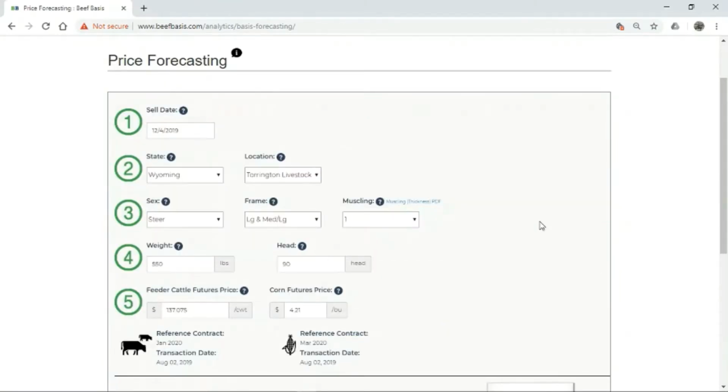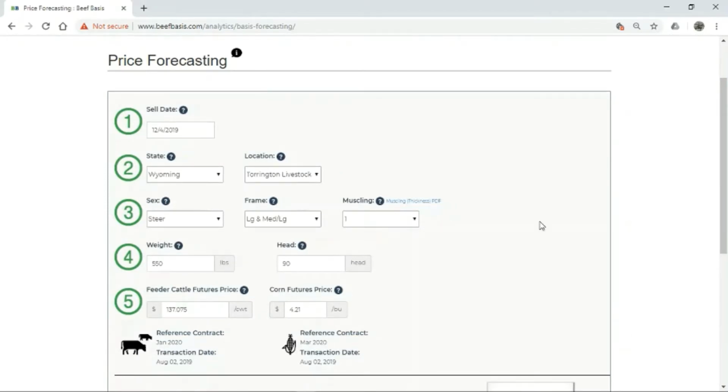The price forecasting tool is designed to help you understand the relationship between feeder cattle futures, corn futures, and price expectations of the calves that you plan to sell. The ultimate reason this was developed was to help you make good marketing decisions. For example, suppose you want to use a video auction to market your cattle and enter into a forward contract. You can use beef basis to set a floor price for your cattle.